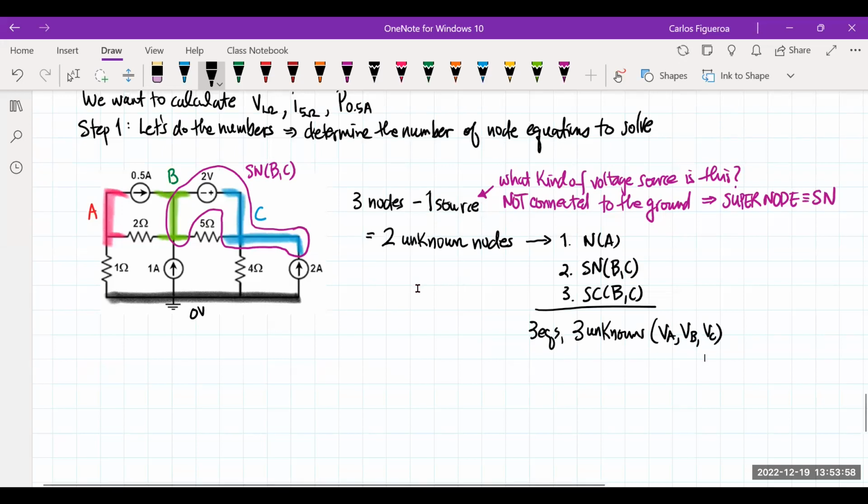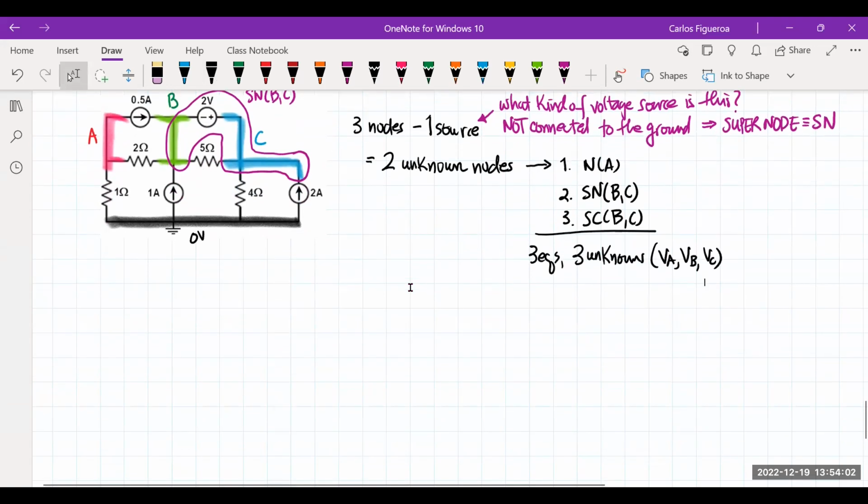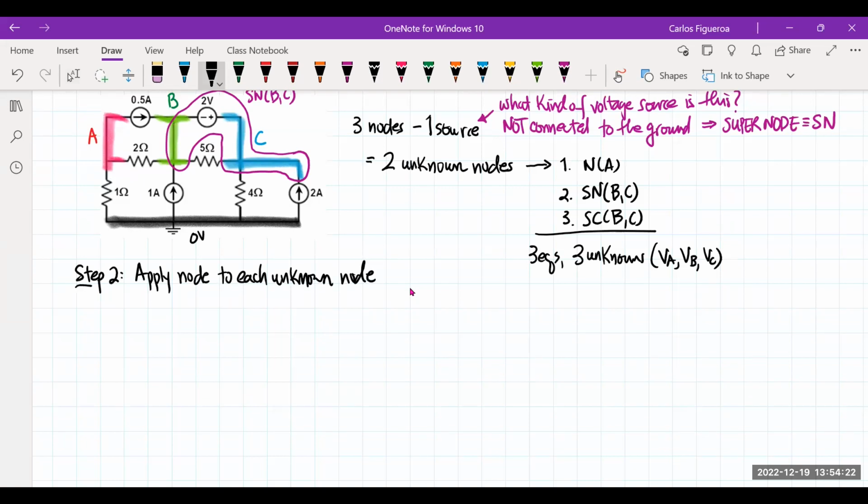That being said, let's apply node analysis to each of the unknown nodes. So here we go. Step 2. Apply node analysis to each unknown node. So let's talk about node A.